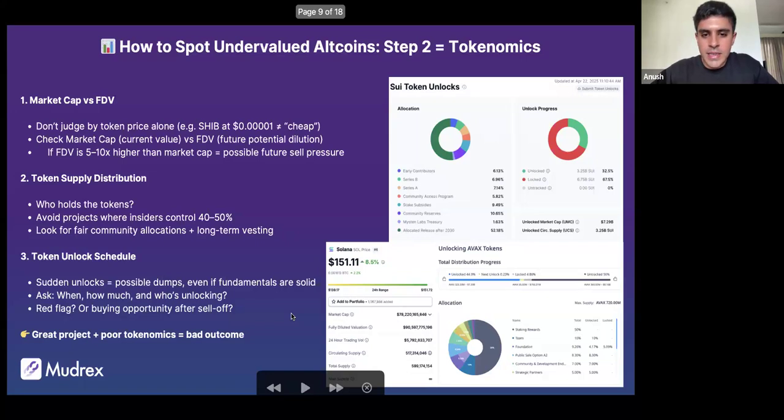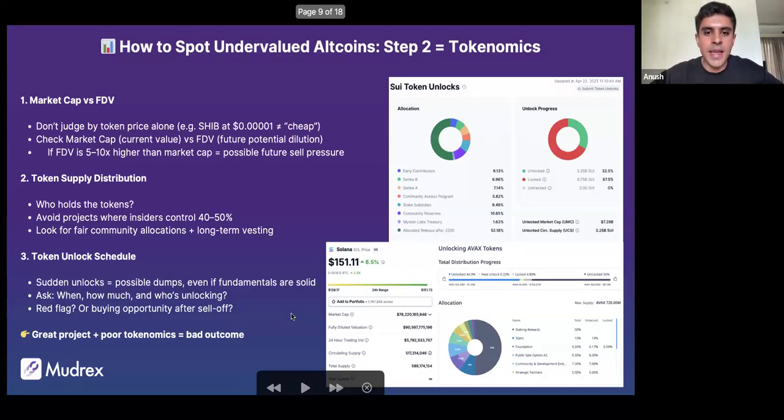Let's take Shiba Inu as an example. It's one of the most well-known tokens that trades at a fraction of a cent. People see that and go, "I can buy a million SHIB tokens for less than $10. If it hits $1, I'll be rich, right?" But that's really not how it works. What really matters is market cap, not just the token price. The market cap tells you how much the entire token supply is currently worth. It's calculated by multiplying the current price of the token by how many tokens are in circulation.